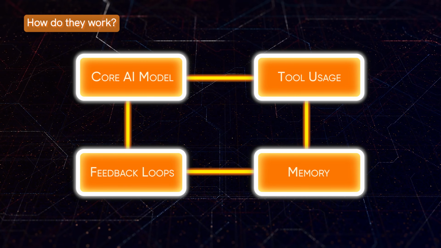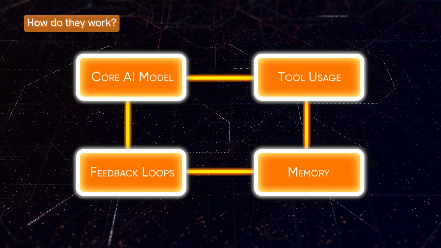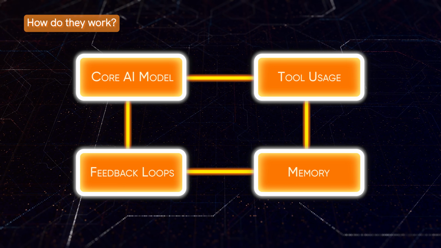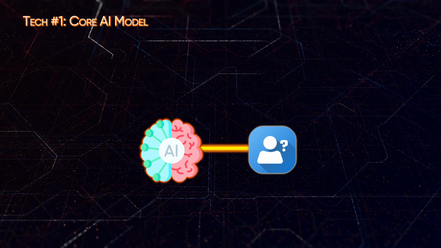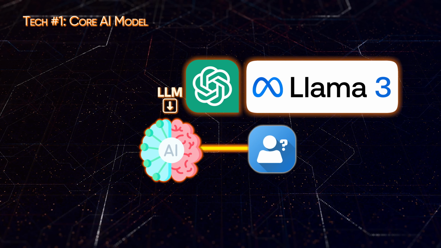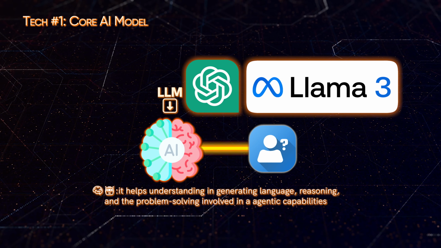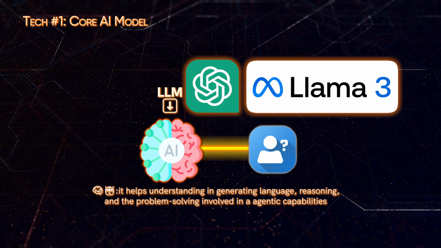AI agents combine multiple technologies in order to operate, but here are the four main ones you need to be aware of. The first is the core AI model, or the LLM. Now, this is the brain of an agent, and it's often a large language model like GPT or Llama 3. It handles understanding and generating language, reasoning, and the problem solving involved in the agentic capabilities.